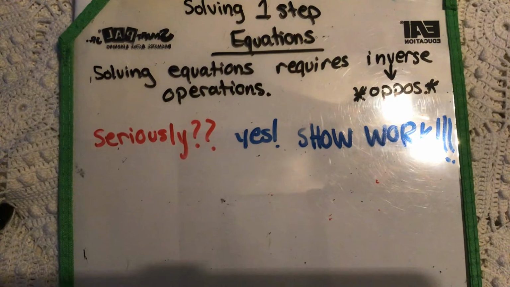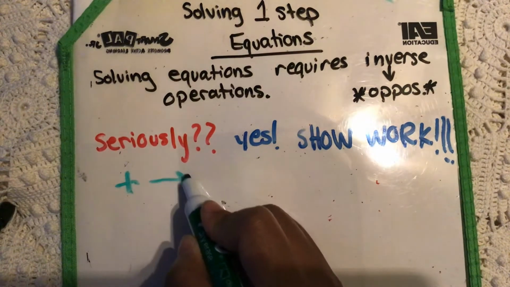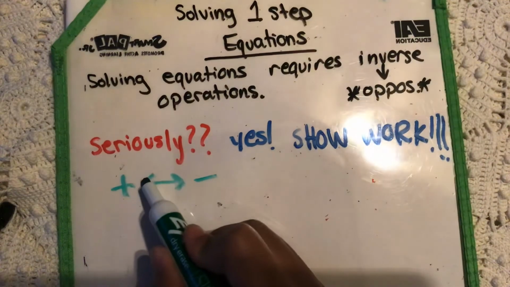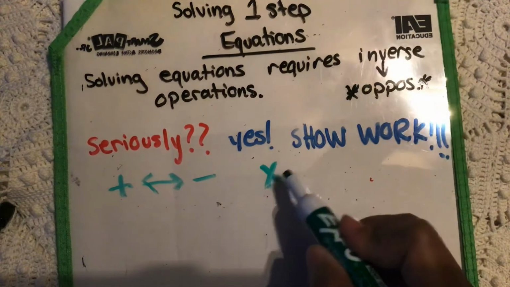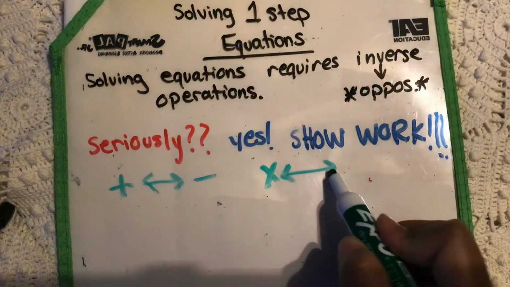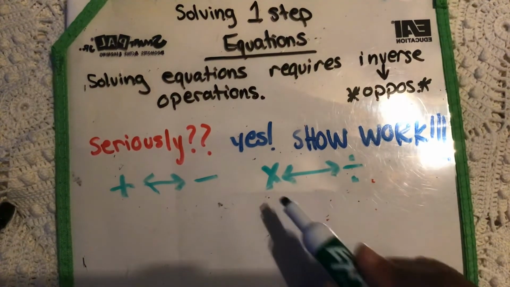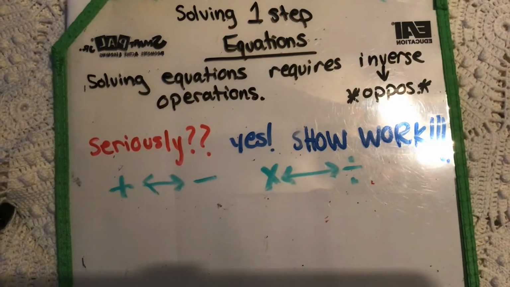So opposite operations basically just means if I have a plus sign, I'm going to be getting rid of our plus sign by subtracting. Likewise, if I have a subtraction sign, I'm going to get rid of it by adding. Same thing with multiplication. The opposite of multiplication is division, and the opposite of division is multiplication. We're going to be getting into some other stuff later on, such as exponents, the opposite of exponents, and so forth, but not yet.